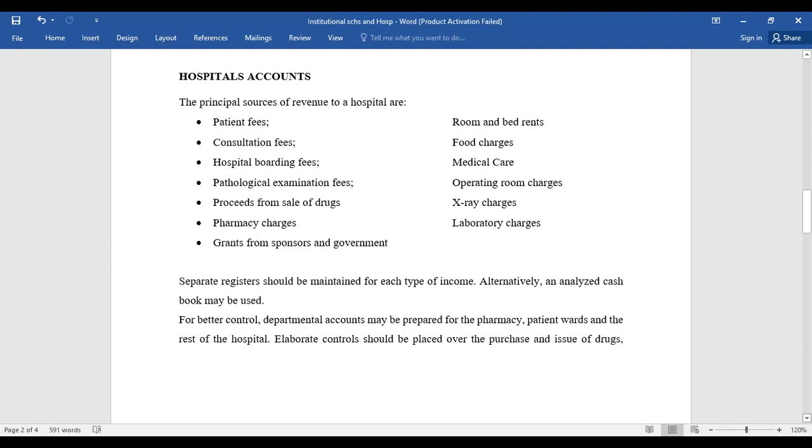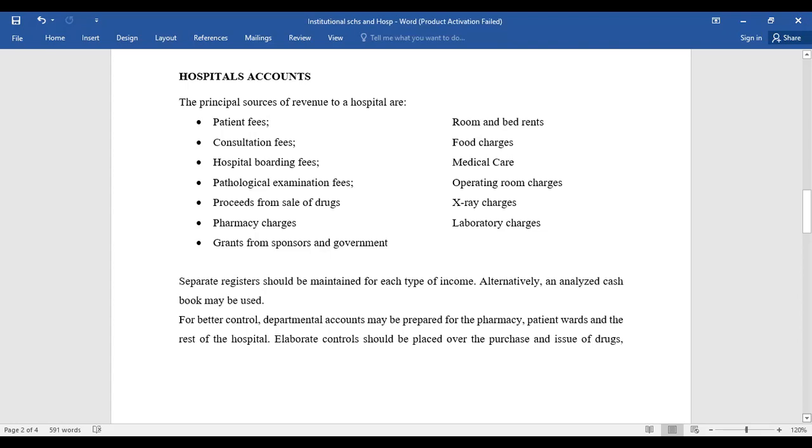You want to ensure that every cost that goes with running the hospital or offering the services to the patient is well tracked. Bookkeeping is the solution. So the principal sources of revenue to hospitals are patient fees, the consultation fee that they pay at the triage before they see the doctor. We have the hospital boarding fees for those hospitals that have bed facilities or boarding facilities. You might be sent to the lab to do some tests, etc.